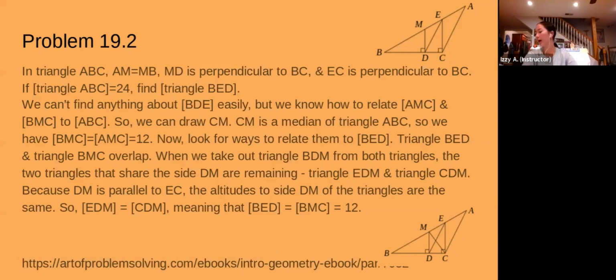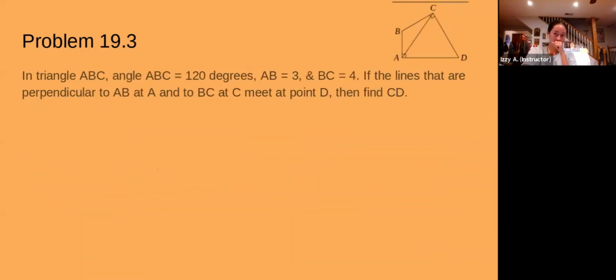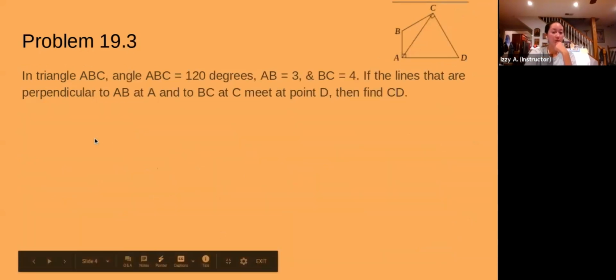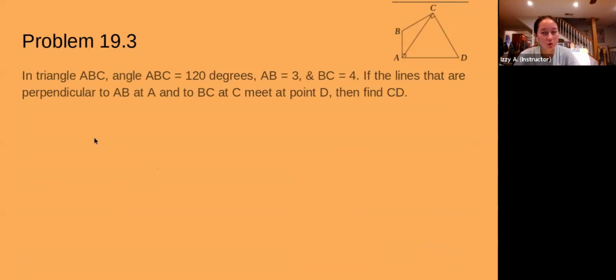Okay, I will go ahead and go to the next problem. So next we have problem 19.3. In triangle ABC, angle ABC is equal to 120 degrees, AB is equal to 3, and BC is equal to 4. If the lines that are perpendicular to AB at A and to BC at C meet at point D, then find CD.